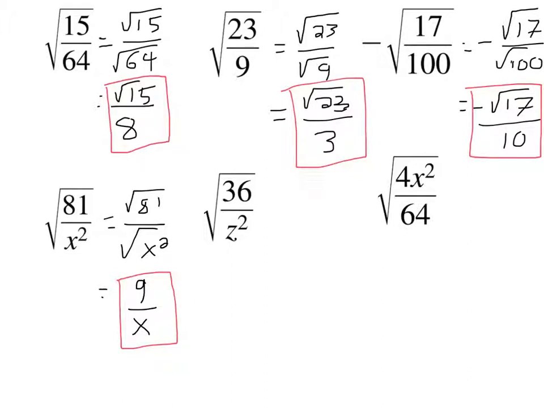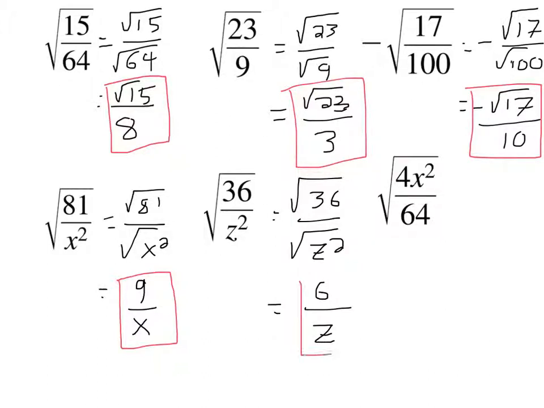Let's repeat this for the next one. Very similar. I think you can probably already see what the answer is going to be. So you're going to have the square root of 36 over the square root of z squared. And square root of 36 is just 6. Square root of z squared is z. And that's our final answer, 6 over z.